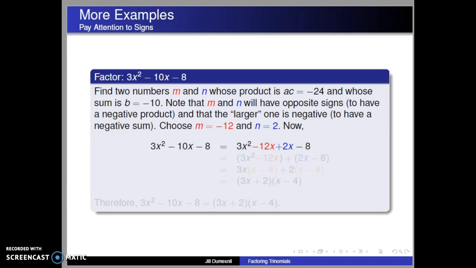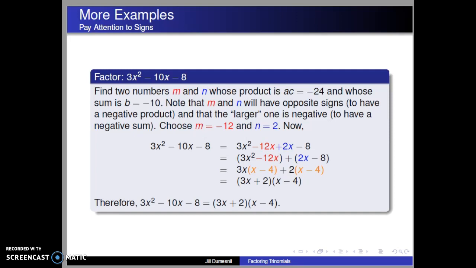Our next step is to write negative 10x as negative 12x plus 2x in the quadratic expression, producing a four-term polynomial. We group the terms in pairs to factor by grouping. We can factor 3x out of the first pair and factor 2 out of the second pair of terms. We are now left with a common binomial factor of x minus 4 that we can now undistribute. Therefore, 3x² minus 10x minus 8 can be factored as 3x plus 2 times x minus 4.